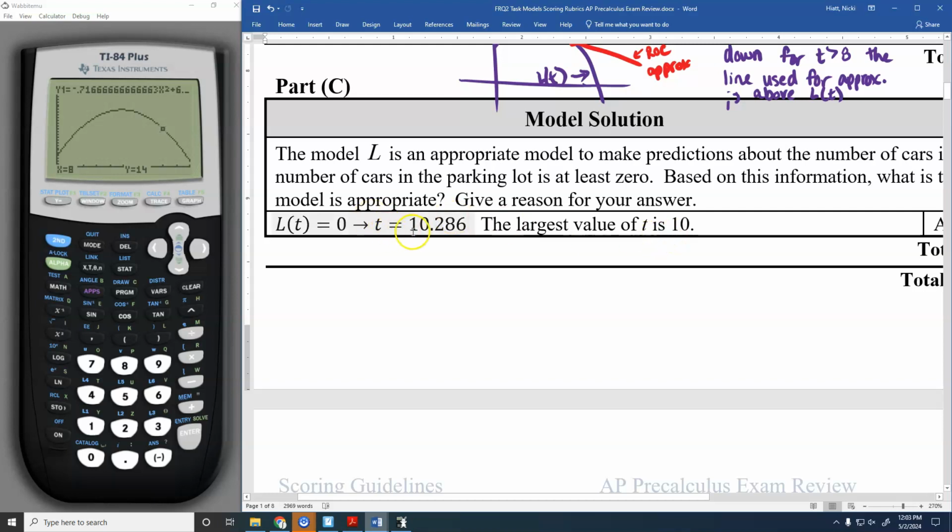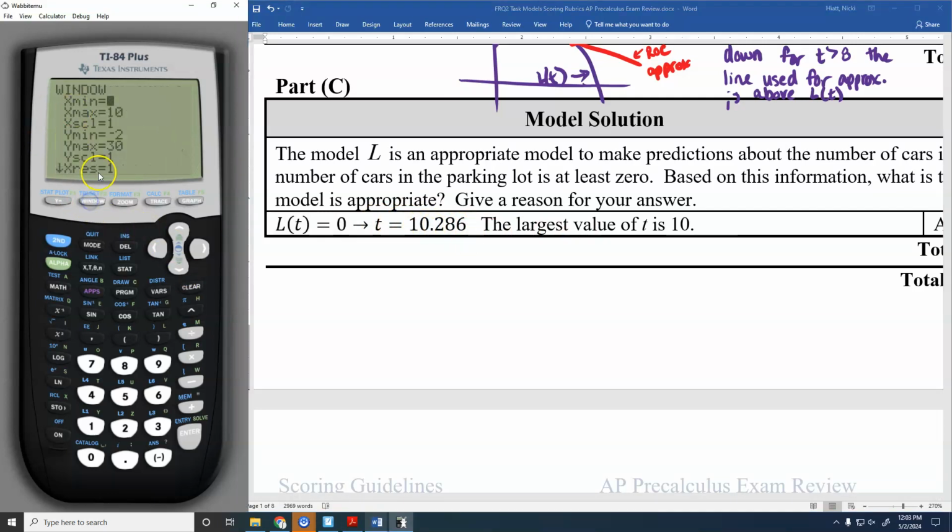I would just say that the biggest number you can have for t is 10.28. The reason for this is, if we look at this graph again, let me go over here and make my x max a little bit bigger, after that point right there, 10.286, your graph goes down below the x-axis, and you can't have negative cars in a parking lot. Right? It doesn't make any sense to have negative values in this case.